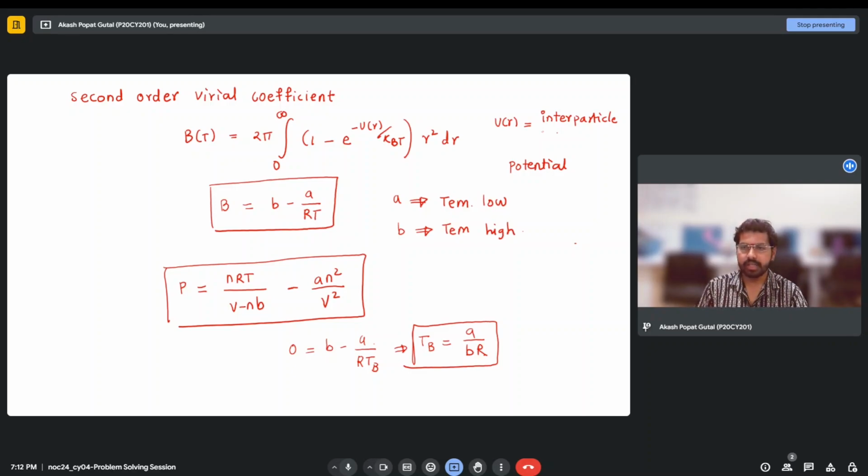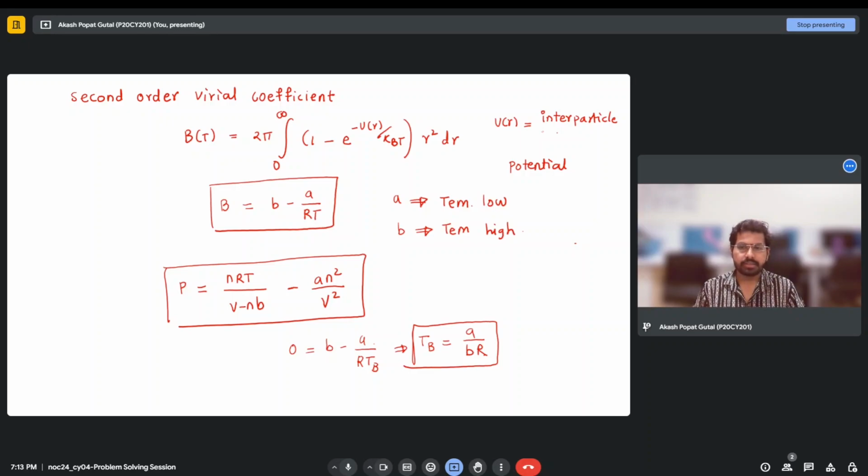And we have seen how, for real gases, van der Waals gases, what the second order virial coefficient should be. It is B minus A by RT. You should remember this equation, B minus A by RT, for the van der Waals equation for real gases.